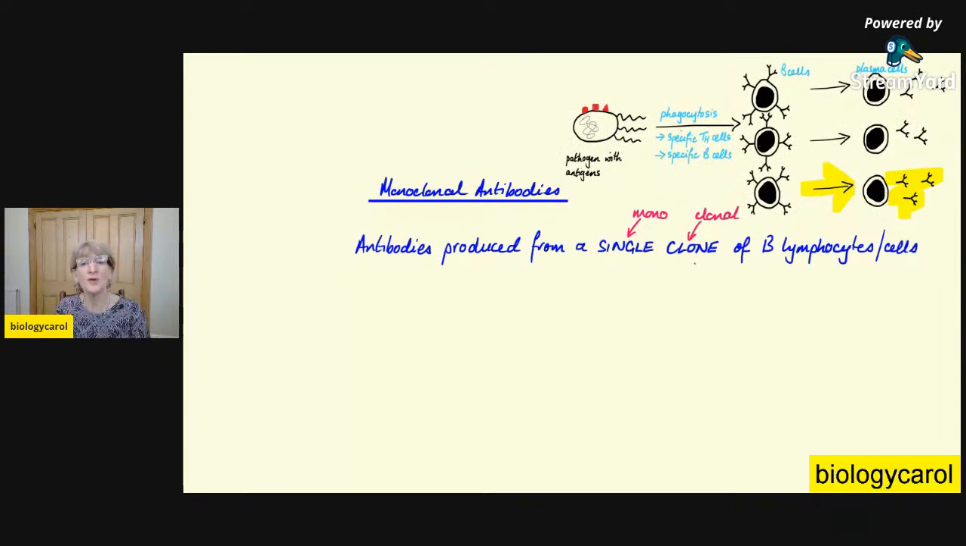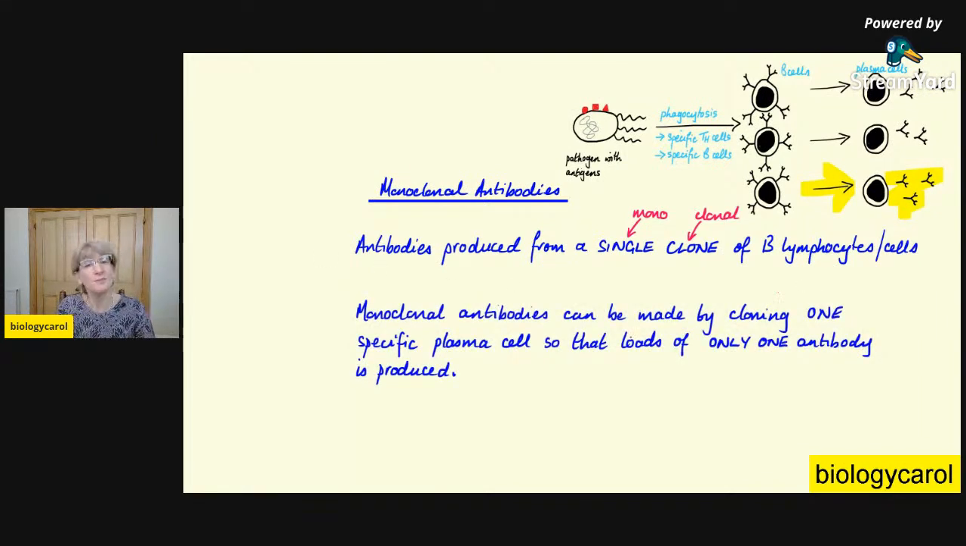Notice single is mono, clonal is to do with asexual reproduction of a living thing. Only cells or organisms made up of more than one cell can clone. Proteins can't. That will make sense in a minute. So does it make sense that these antibodies here are monoclonal antibodies because they've been produced by one specific B cell, or you could say plasma cell? That would be absolutely fine.